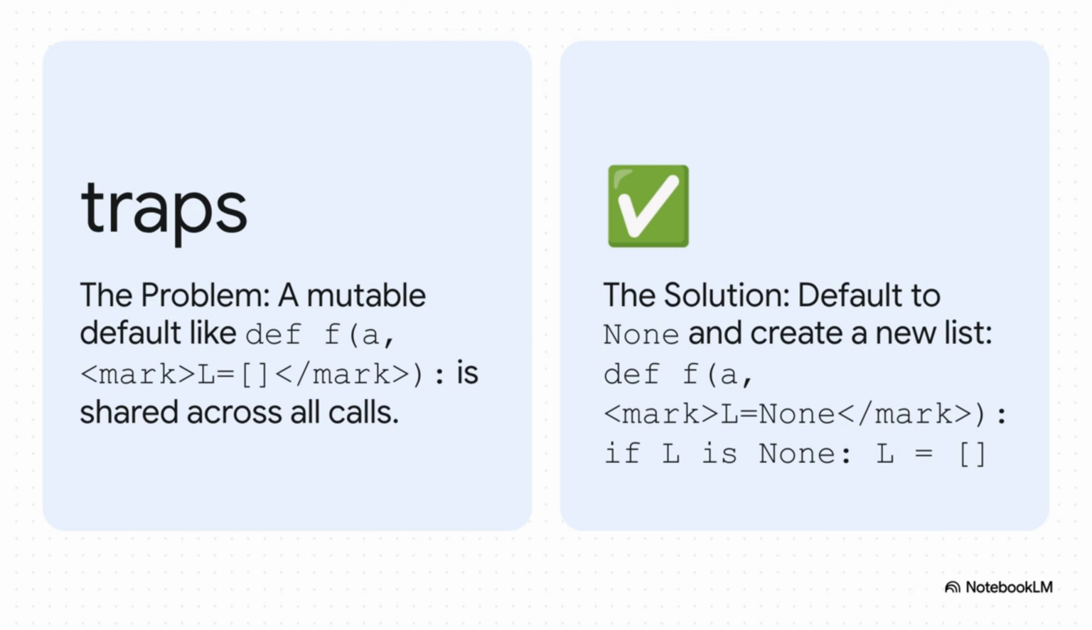Next up, keyword arguments. This just lets you pass in arguments by name, like you see in the parrot example. This makes your function calls incredibly clear because you don't have to memorize the exact order of the parameters. As long as they come after any regular arguments, you're good to go.